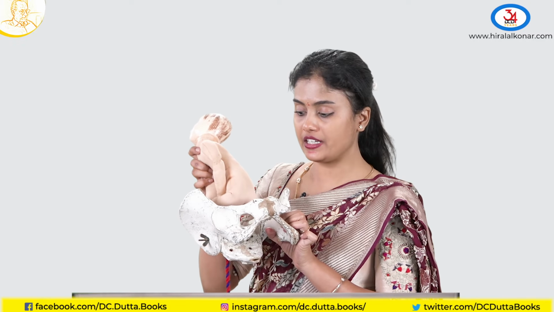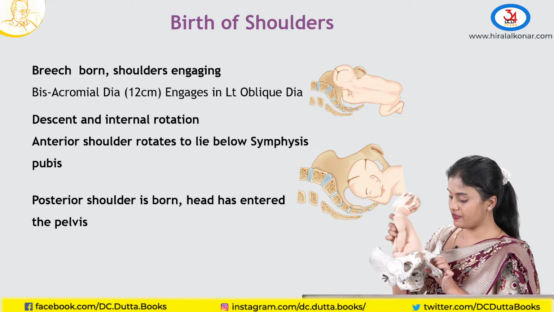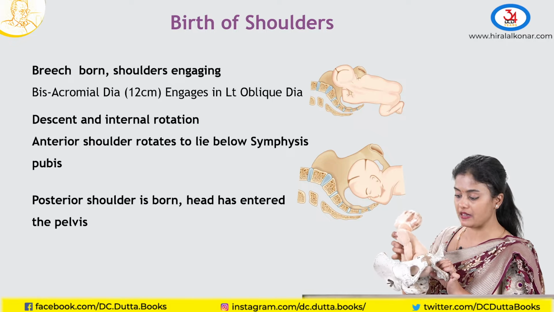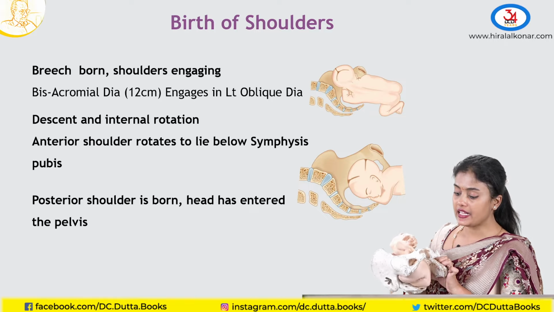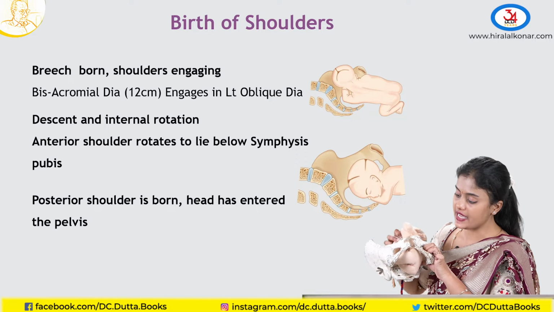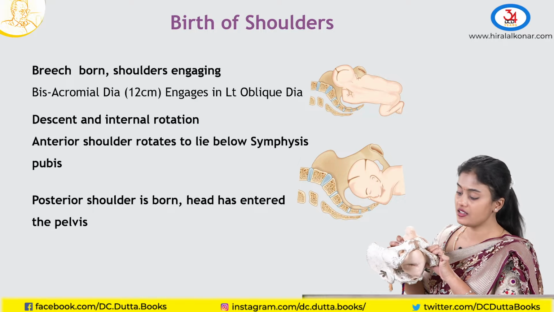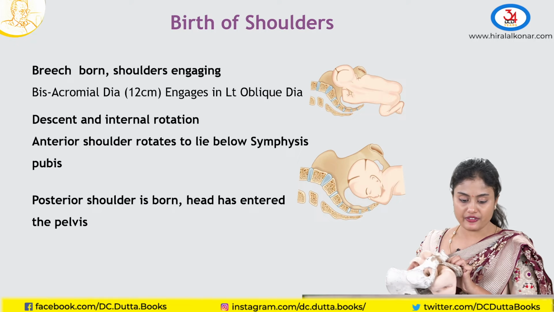In left sacro-anterior, the bitrochanteric diameter engages in the left oblique diameter, enters the pelvis, called engagement. Then the descent and compaction happen, and then the anterior buttock touches the pelvic floor first, and then it rotates anteriorly by 1/8 of the circle, hinges behind the pubic symphysis, and is delivered by lateral flexion.